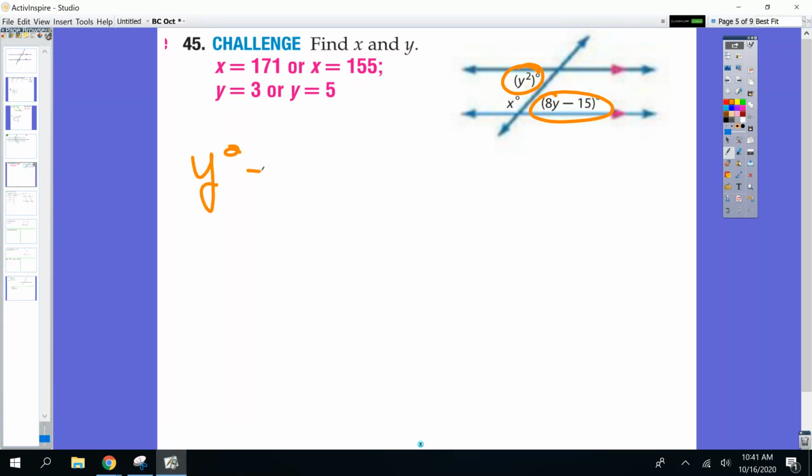Y squared equals 8y minus 15. And I hate to break the bad news to you guys. My geometry is done. That's what geometry led you to right there. Guess what's taken over now? Algebra 1 last year. Yep, that's what's taking over now.